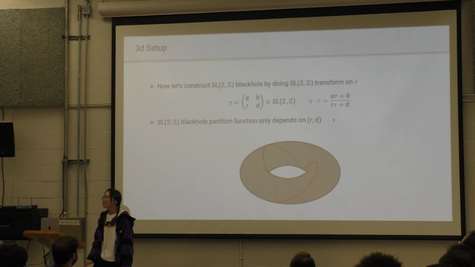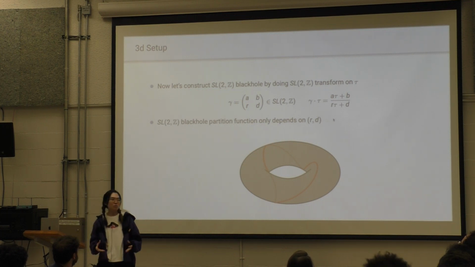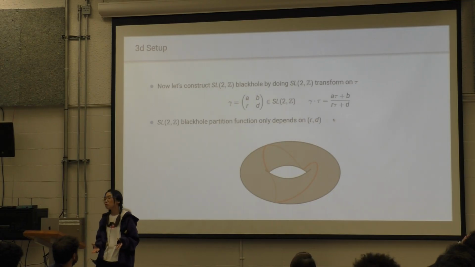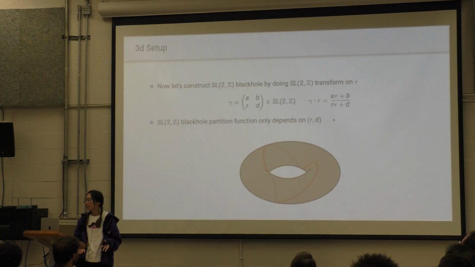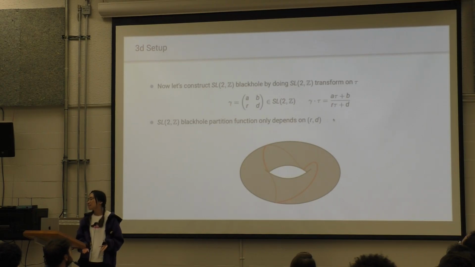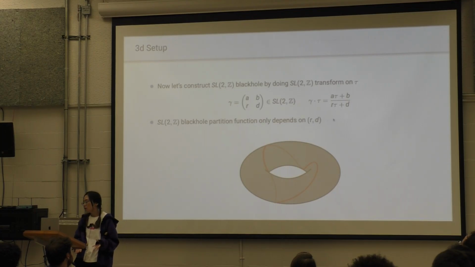So now let's construct the SL2Z black hole. How do we do that? We're given this torus boundary, and then we do an SL2Z transform on this torus boundary. So gamma is an element of SL2Z, this matrix A, B, C, D. And then we act with gamma on tau to get (A tau plus B) over (C tau plus D).